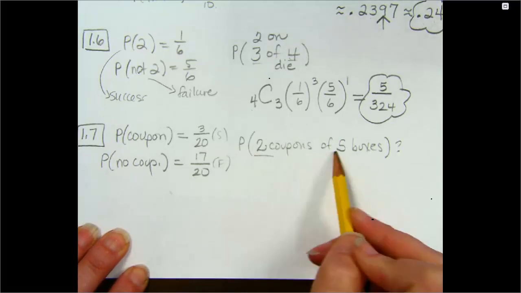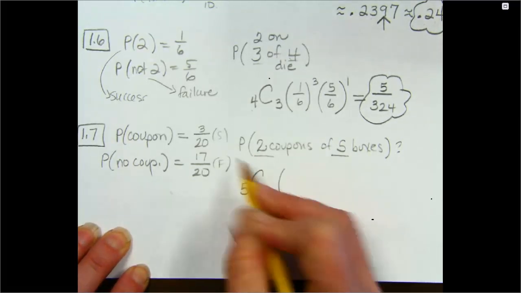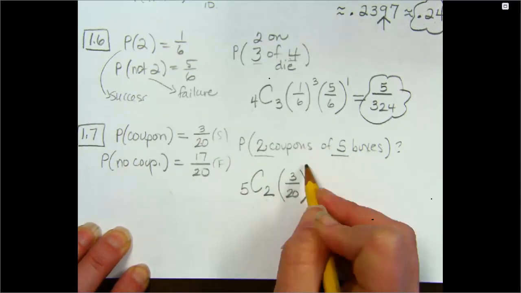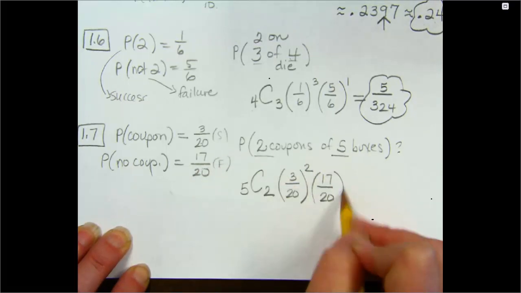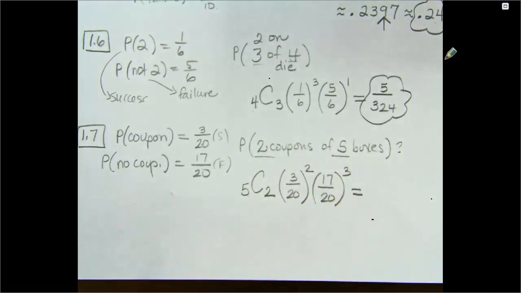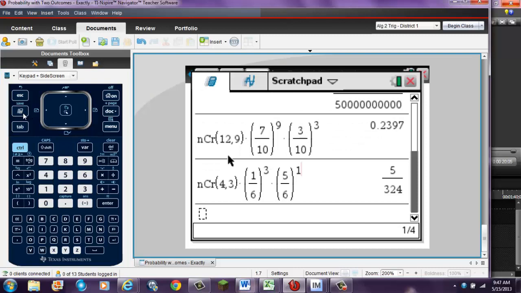I want to get 2 coupons in 5 boxes, that's 5C2, times the probability of success, 3/20, squared, because I need 2 successes out of 5, times the probability of failure, 17/20, to the third. If I'm successful 2 out of 5 times, I fail 3 out of 5 times. Again, take this to your calculator, type everything in, check your result against mine.